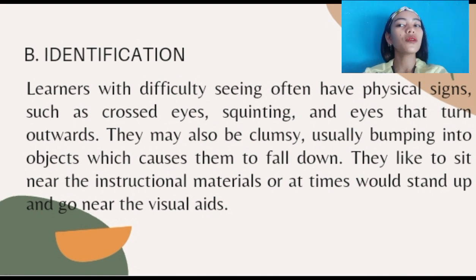So learners with difficulty seeing may also show poor eye-hand coordination. This can be seen in their handwriting or poor performance in sporting activities. Another indication is poor academic performance, as these students might have difficulty in reading as well as writing.